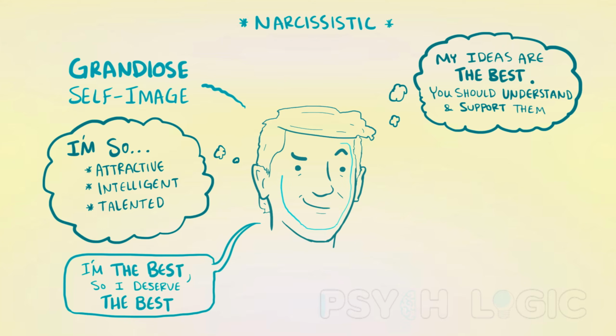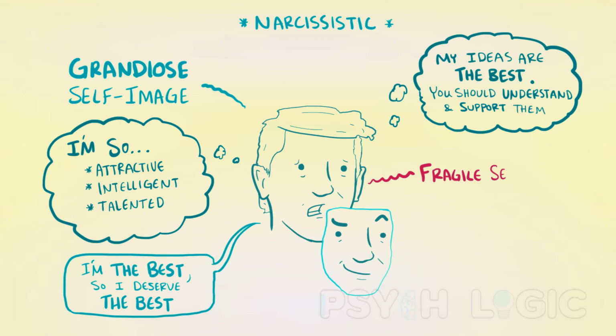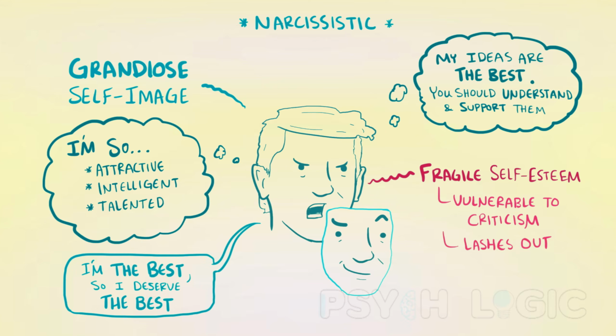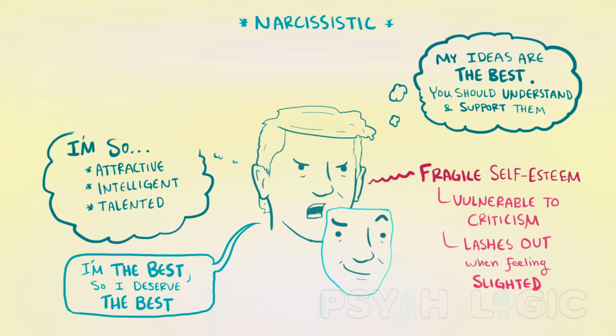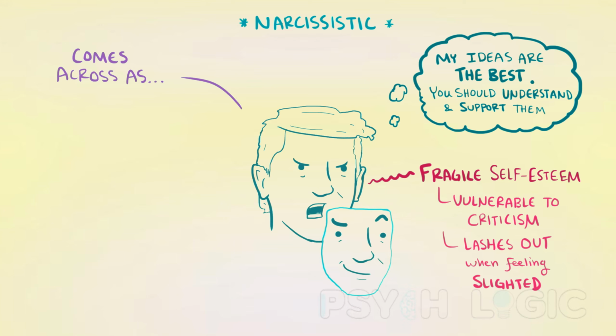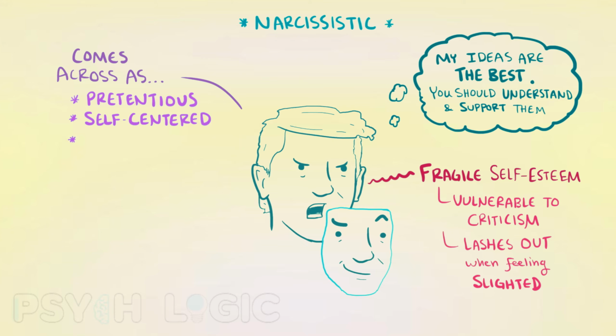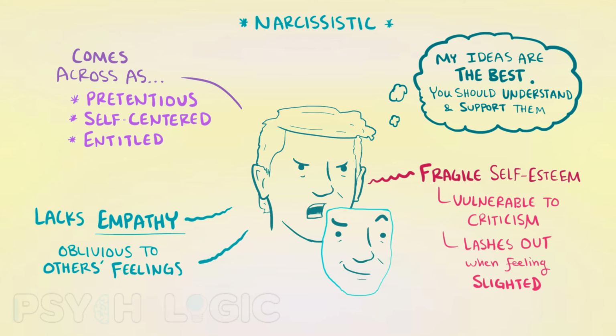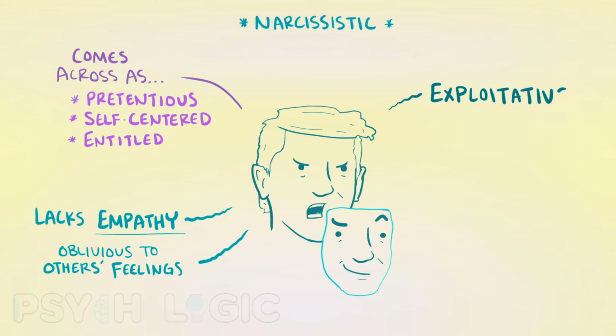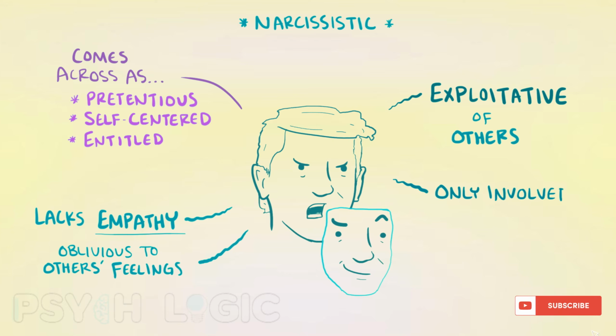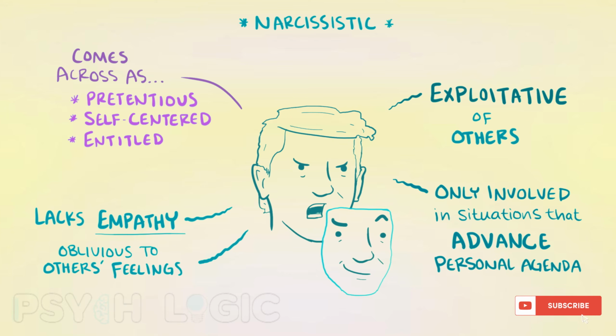But behind this mask of ultra-confidence lies a fragile self-esteem that's vulnerable to the slightest criticism, with them lashing out if they feel slighted. These people typically come across to others as being pretentious, self-centered, and entitled. And this is made worse by the fact that they lack empathy and are often oblivious to others' feelings. These people are often exploitative of those around them and will only get involved in situations that advance their personal agenda.